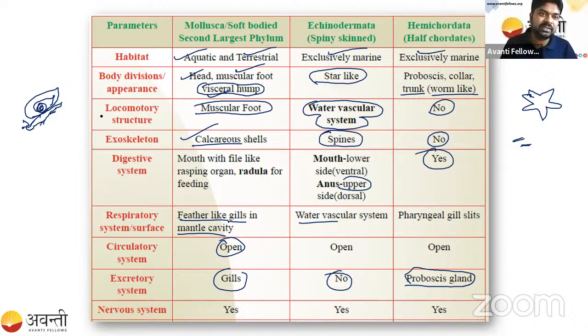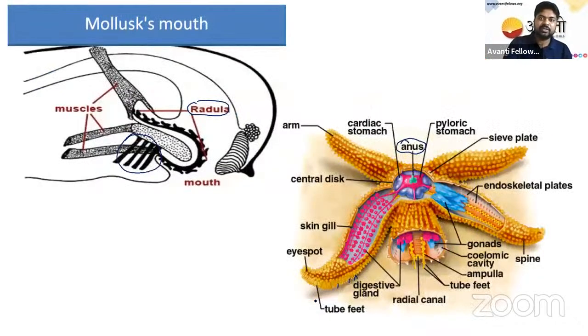Okay, for example, you can see the locomotor structure or the digestive system like that. So they do not contain a proper system for it, but the work is done by another part of the body. So that is the meaning of it. All contain the nervous system.